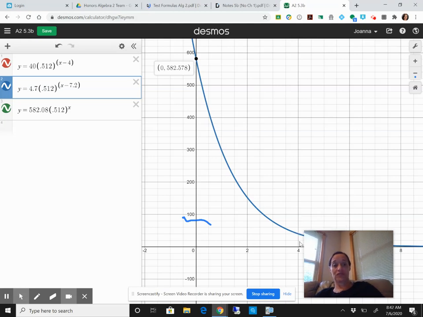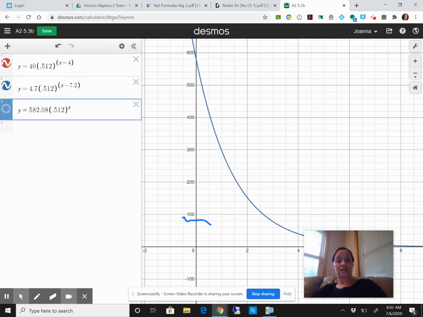And then if I scrolled to, what was the other one? 7.2 seconds, right? Those are all the points on there, and all these equations are the same, whether you write them in point ratio form or standard form, they all work.